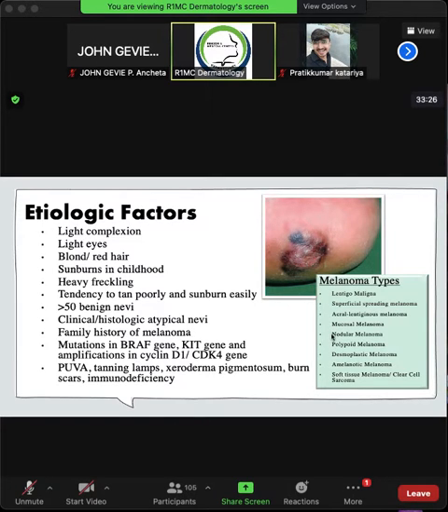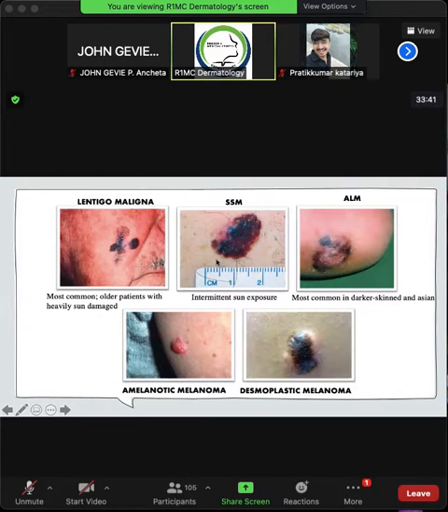So melanoma types include your lentigo maligna, your superficial spreading melanoma, your acral lentiginous melanoma, your mucosal melanoma, nodular melanoma, polypoid melanoma, desmoplastic melanoma, and your amelanotic melanoma, as well as your soft tissue melanoma, clear cell sarcoma. So these are the different types of your melanoma.